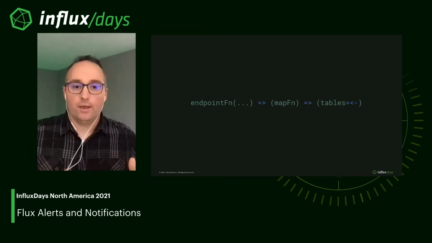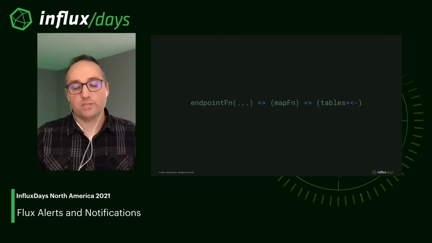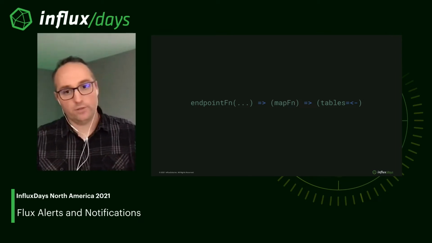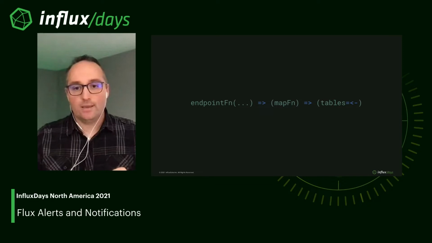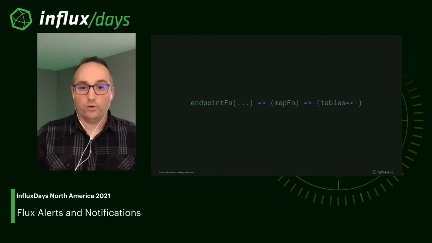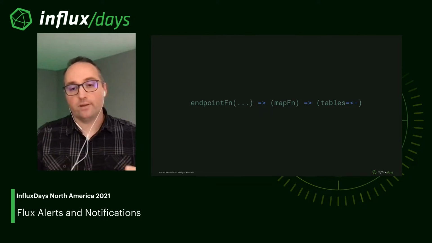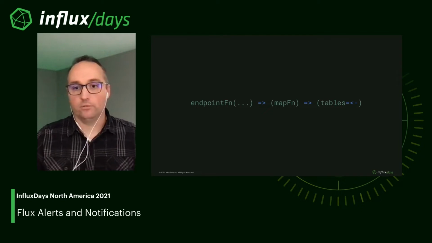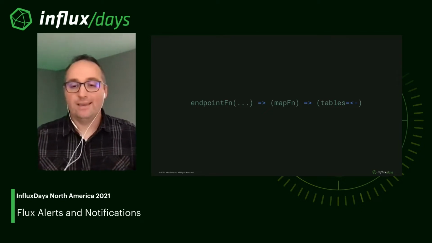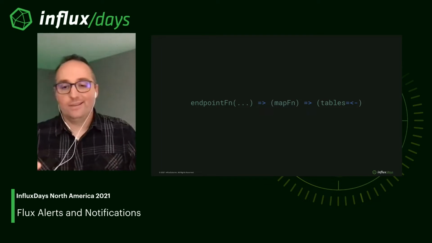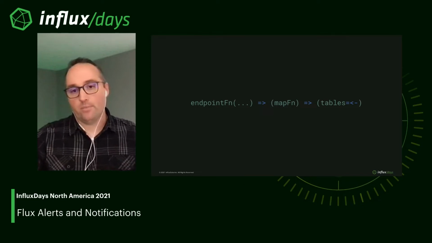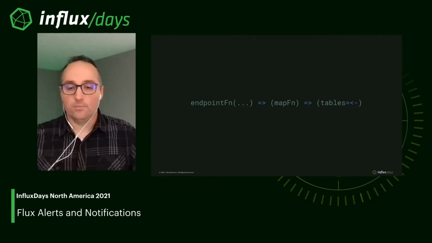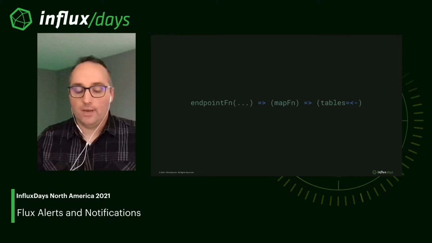So an endpoint function has parameters. It's usually the connection credentials required to connect to that external API. It then outputs another function that has a single mapFN parameter. In that mapFN parameter, you're specifying a function that returns a record that maps all of the required fields for that external API. That then outputs another function that iterates over the tables, joins the record that gets generated from the mapFN, and then is able to send the message to the external API.